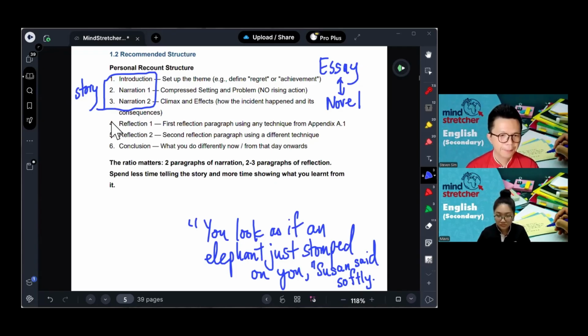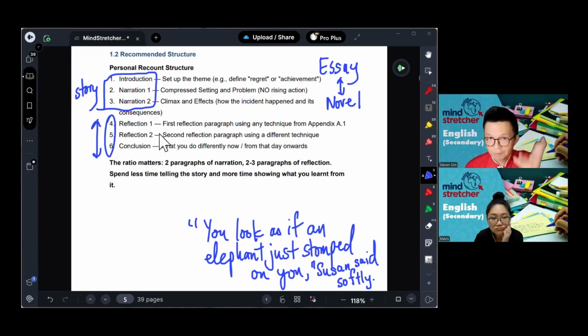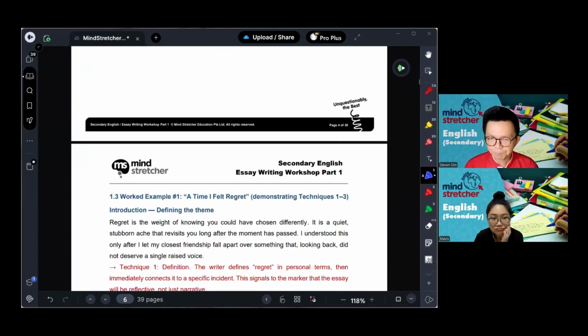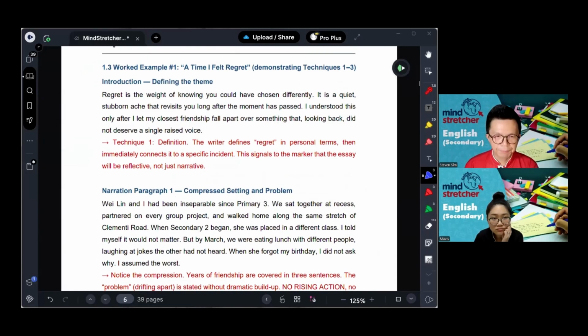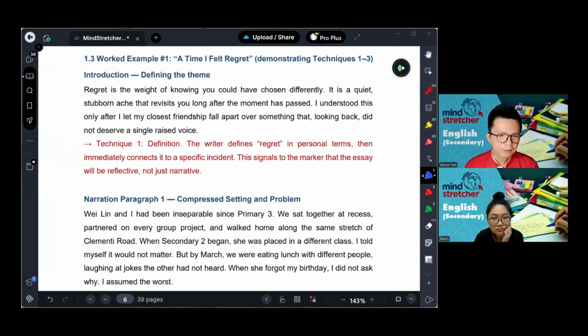Okay, so reflection: 3 paragraphs or 2 paragraphs, up to you. There's some flexibility, but make sure you have that. For example, with the theme "a time when I felt regret," the first step is to define the theme.